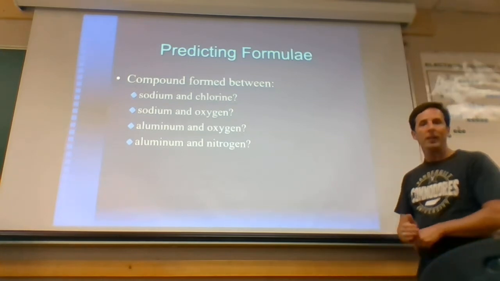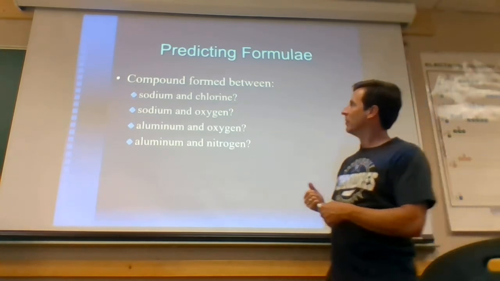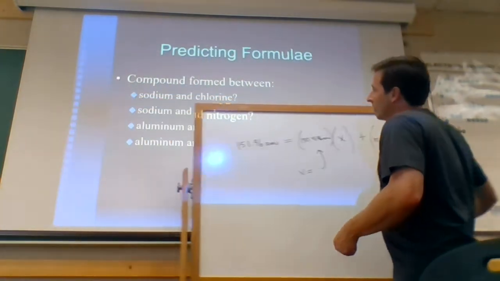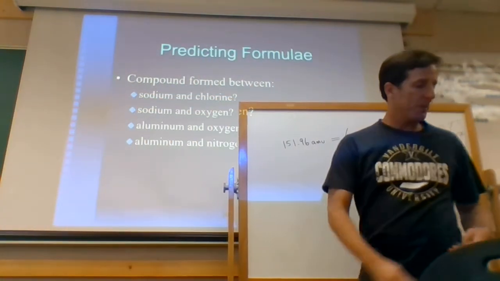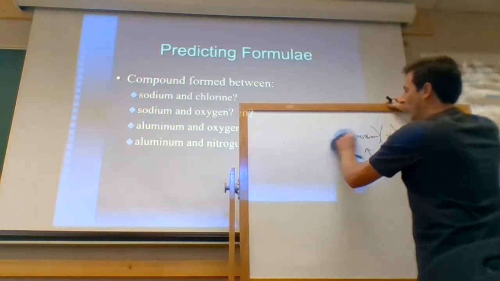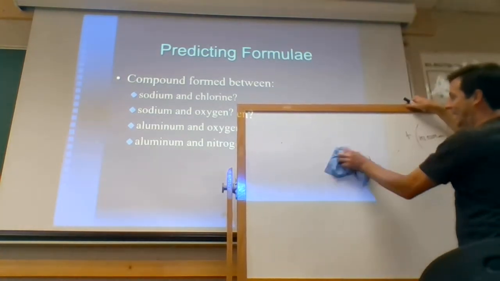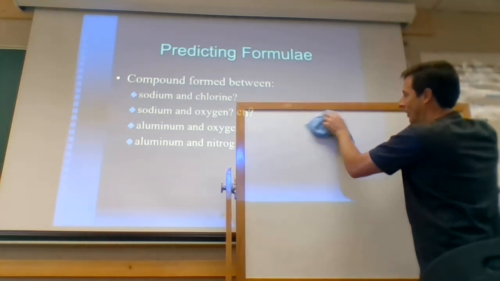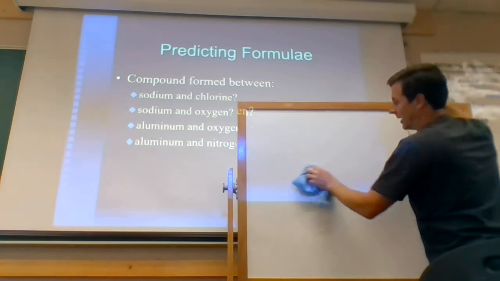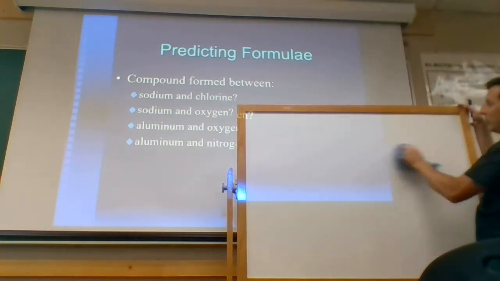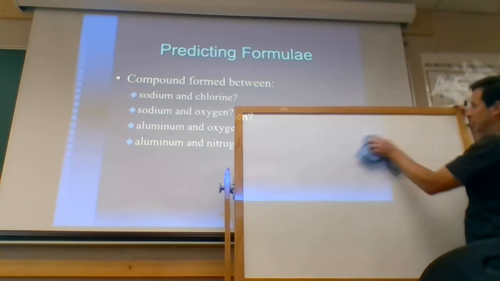All right, so if I start writing compounds and formulas, I want to be able to predict if two elements are combined, what will the formula be? Now, I can't really do that with covalent compounds, because with covalent compounds, when they're sharing electrons, things get a little bit weirder. But with the ionic compound, the charges are usually predictable.